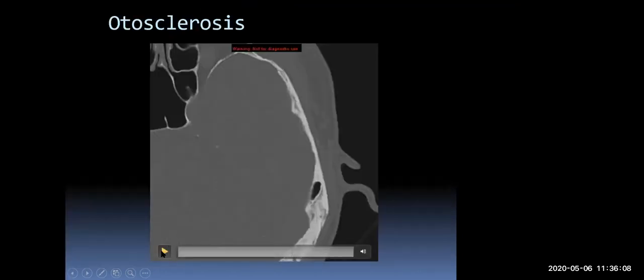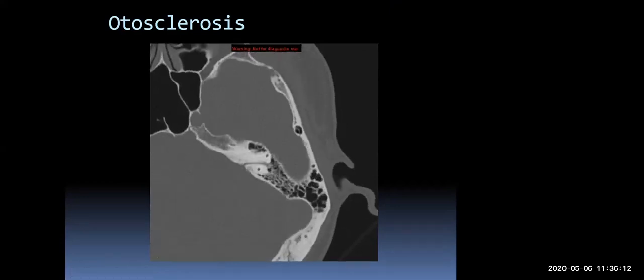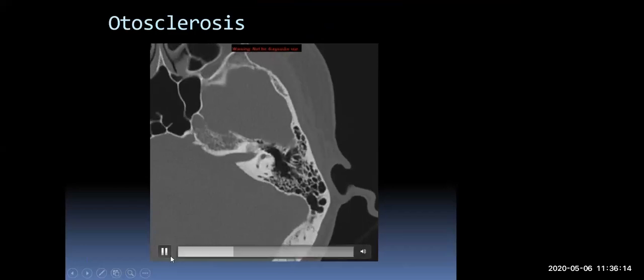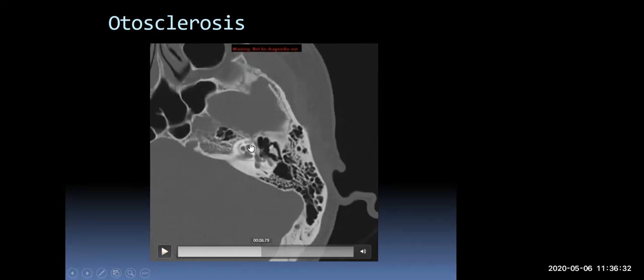This is a case of otosclerosis. You're looking at a temporal bone CT, left ear, obviously. You can see this halo around the temporal bone, around the cochlea, and it extends actually into the labyrinthine bone surrounding the vestibule and the balance canals as well. They talk about a halo around the cochlea.